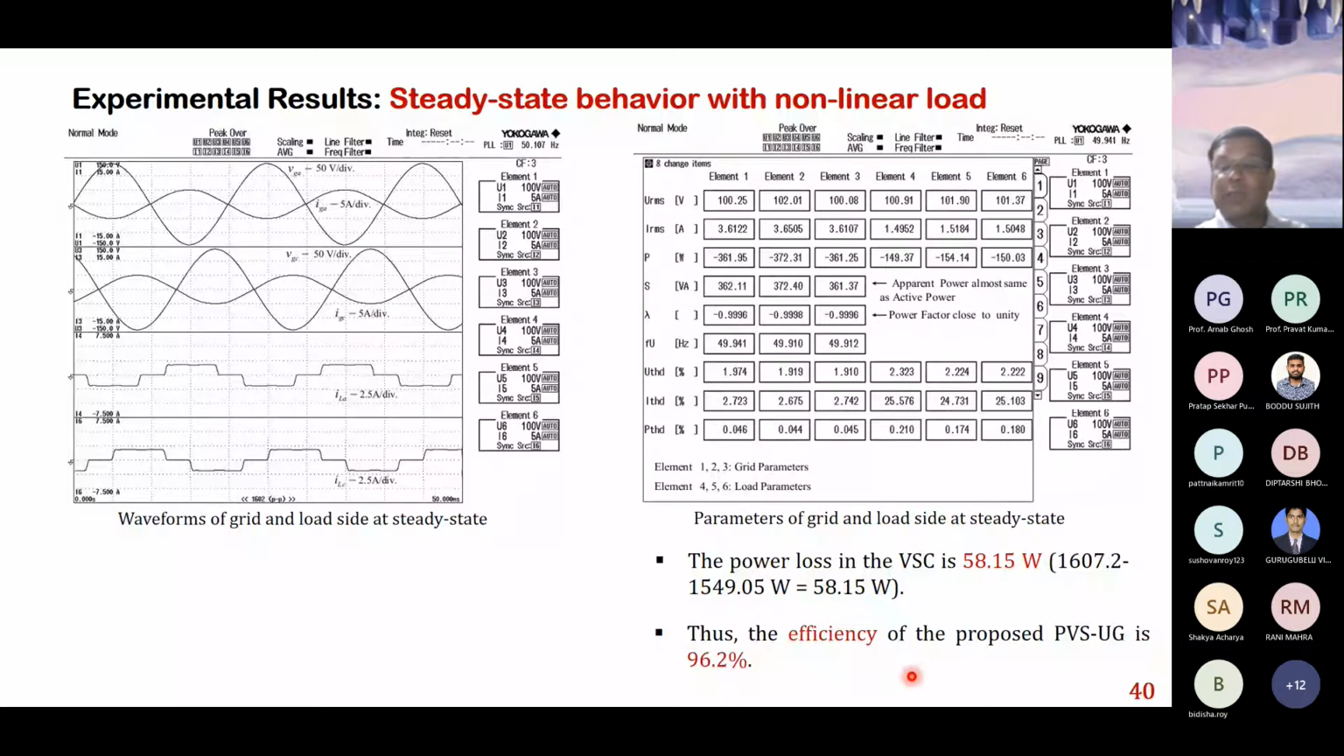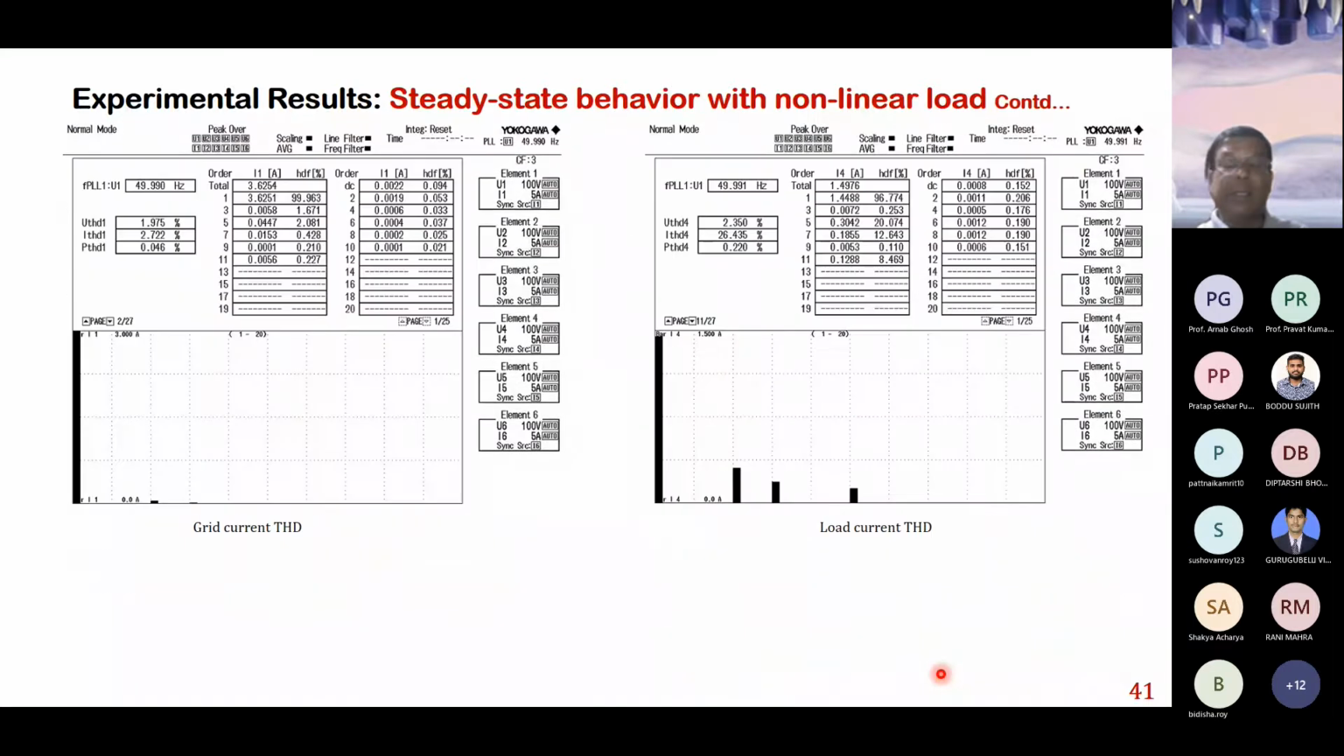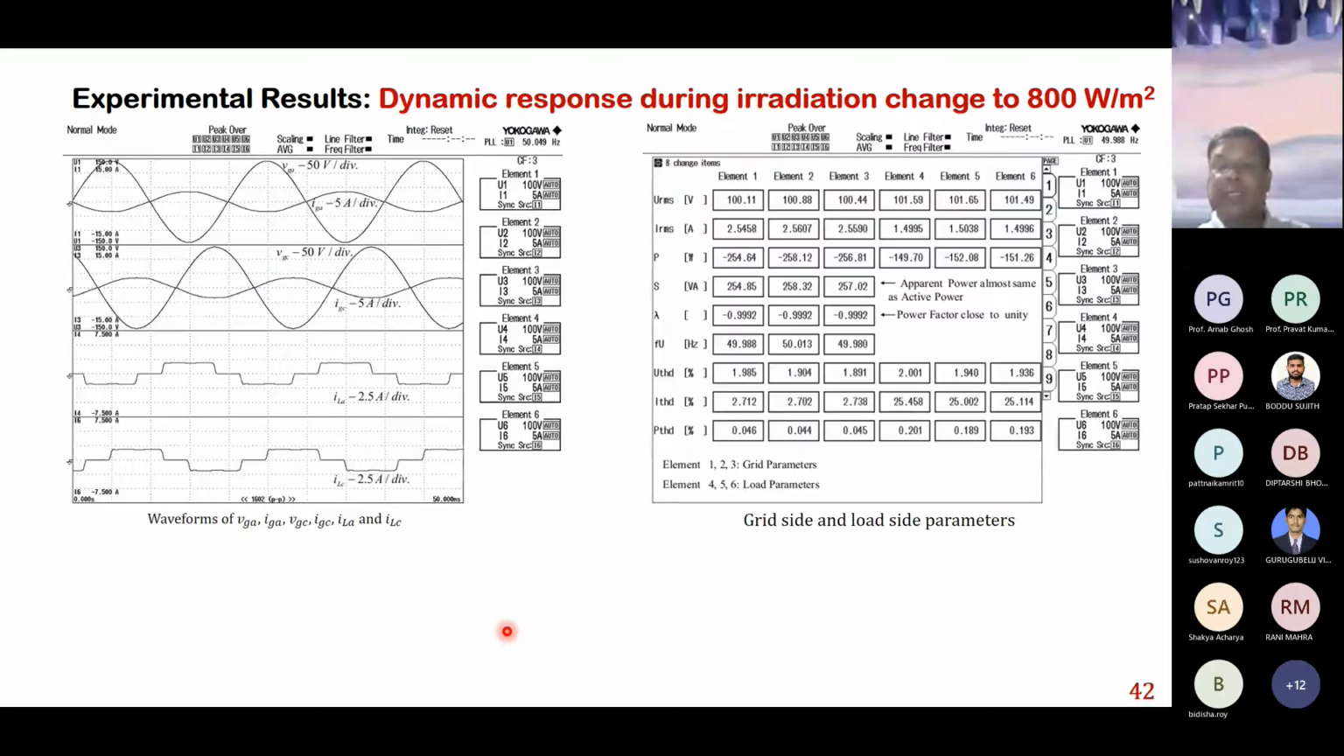Thus the efficiency of the proposed controller is 96.2%. And the grid current is also maintained sinusoidal. And here, with the nonlinear load at steady state, the THD of the grid current has been reduced to 0.722%. And the load current THD is quite high. It is 26.435%.